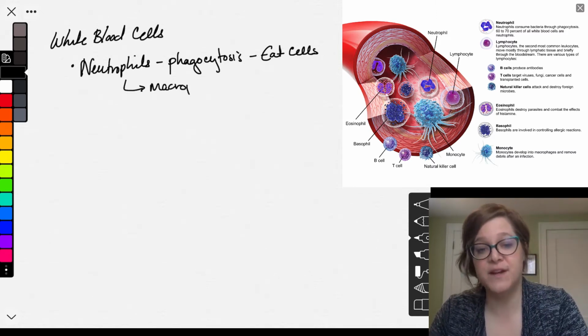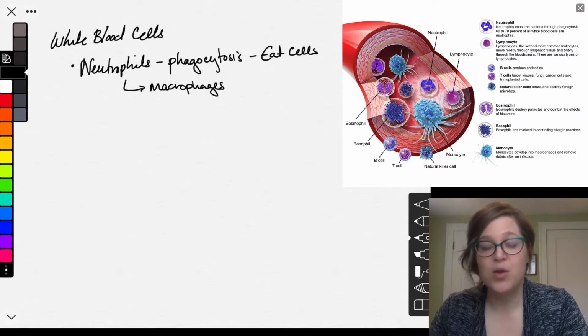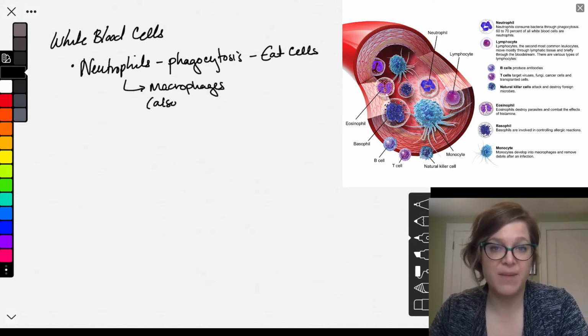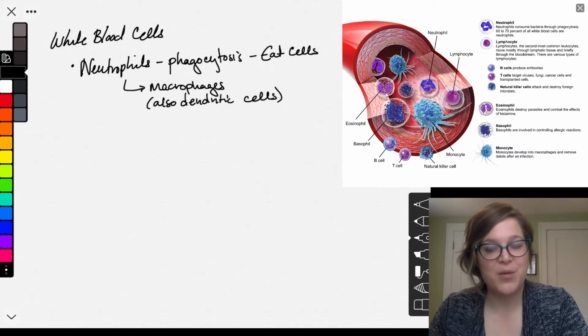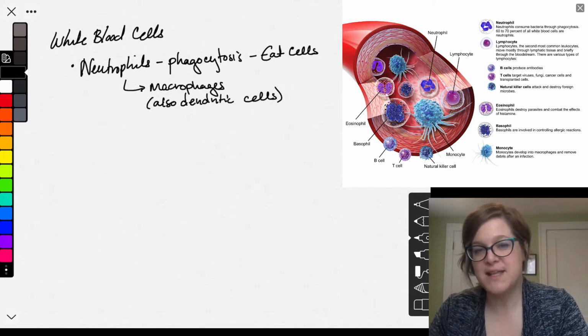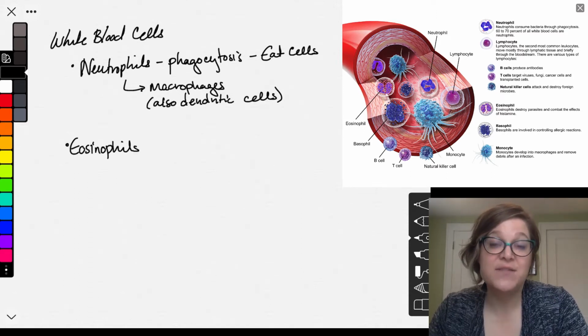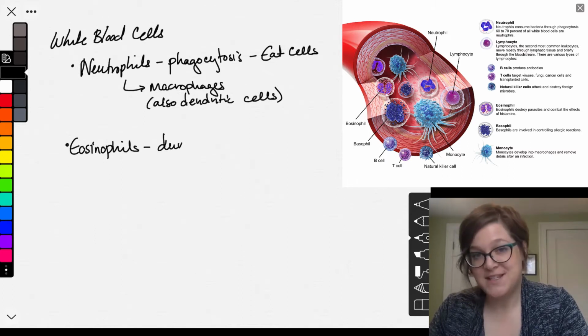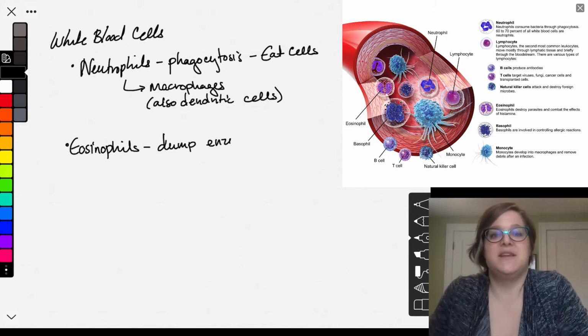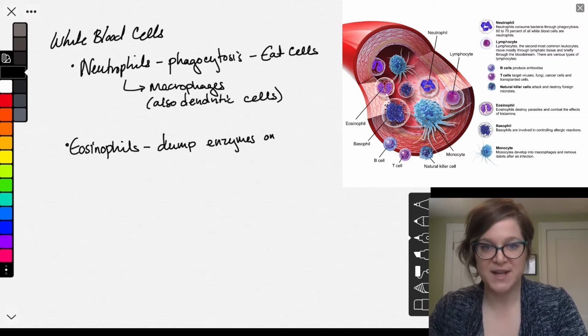Macrophages work in a very, very similar way, where they are going to also engulf the pathogen and digest it. We'll talk in a little bit about what they do with adaptive immunity because they have a function over in that realm as well. You also have eosinophils. What eosinophils do is they go up to parasites and they basically dump the enzymes from inside of the cell on parasites.